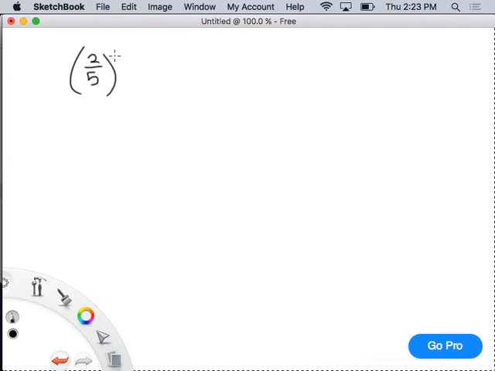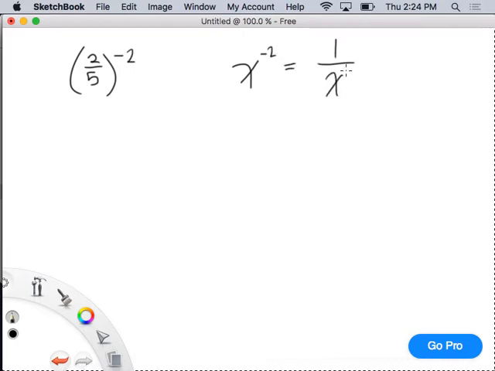2/5 to the negative 2. This is just something I'm showing you guys so you're clear on it. Okay. 2/5 to the negative 2. All right, remember, if I have x to the negative 2, what would that be? That would be 1 over x to the 2, right? Well, in this case, x is 2/5. So this is equivalent to 1 over 2/5 to the 2nd power. You see that? Does that make sense?